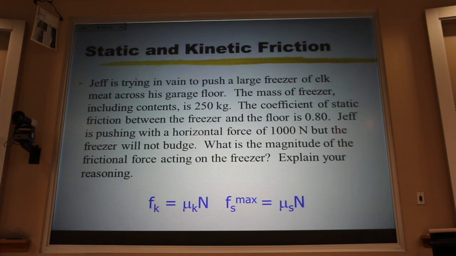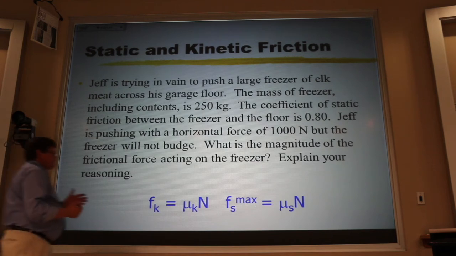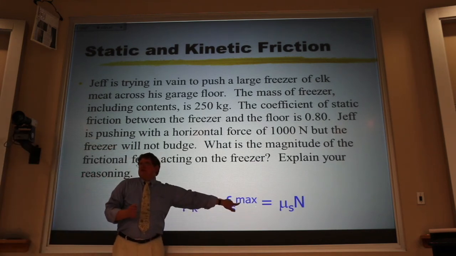Okay. If you reach for a calculator, you're confused. Okay? There is no calculation necessary. This is just balance. I mean, Jeff pushes with 1,000 newtons one way and it doesn't go anywhere. The friction must be 1,000 newtons the other way. It's that simple.